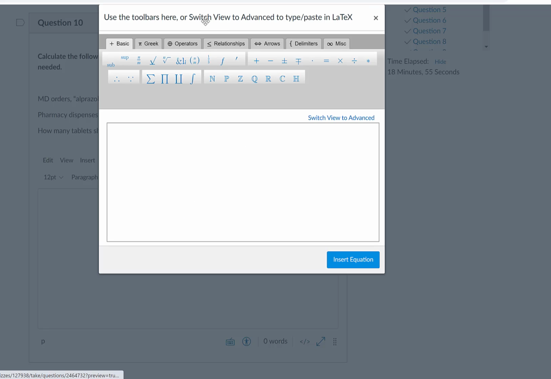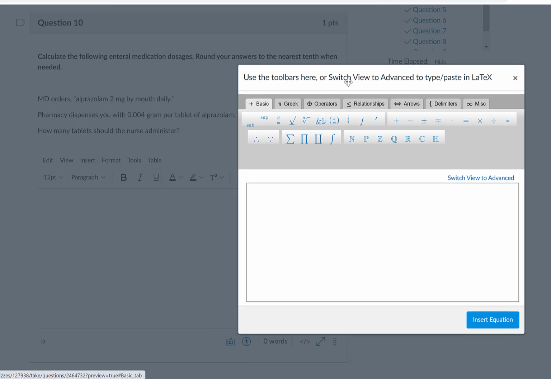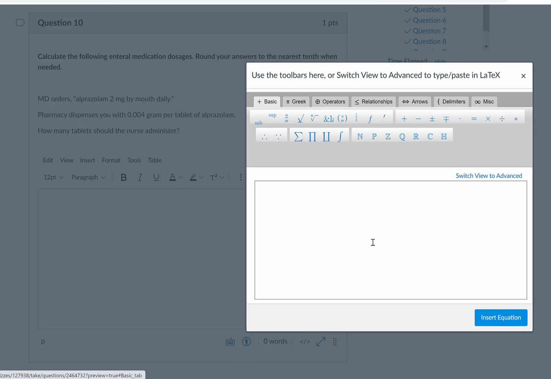Here's my equation. This is for alprazolam, 2 milligrams by mouth. Came 0.004 grams from the pharmacy. How many tablets am I going to give? So I want to know tablets per dose. And I know that for every tablet, there is 0.004 grams.